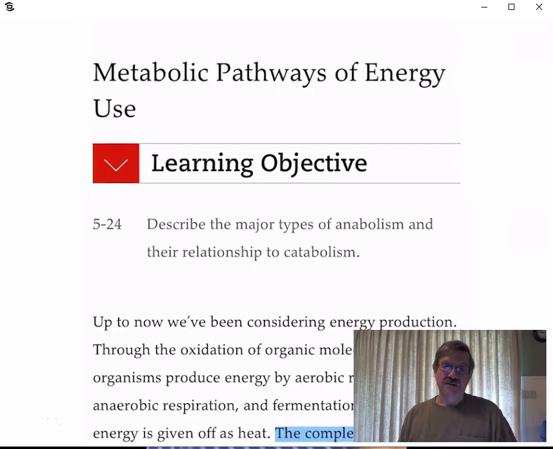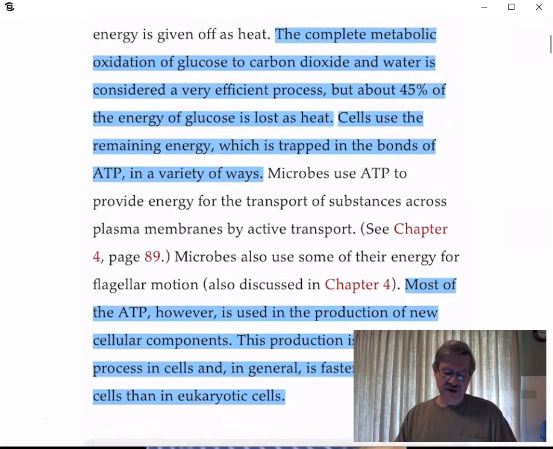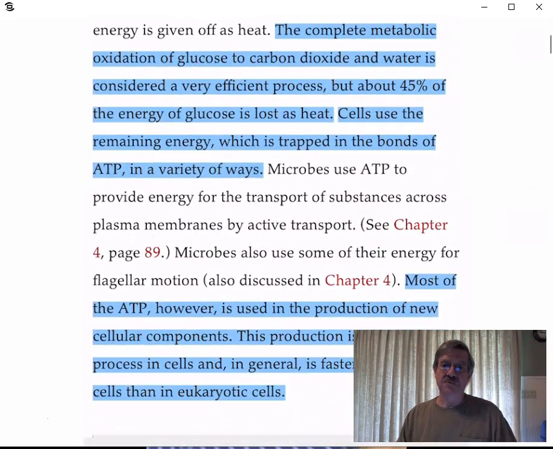Okay, so let's look at the metabolic pathways for energy use, and we have looked at how the energy is transferred from carbohydrates, from lipids and proteins into ATP. That's the process of respiration, and we had aerobic respiration, anaerobic respiration, and fermentation. Then we looked at how we get the energy from sunlight into the carbohydrates. That was the process of photosynthesis. So now we're looking at the idea of how this energy is going to be used to do work in the cells.